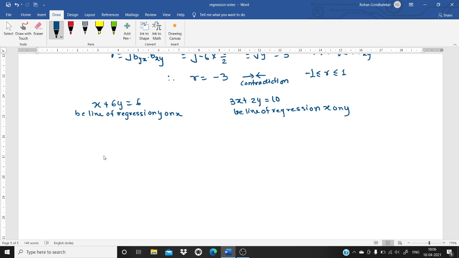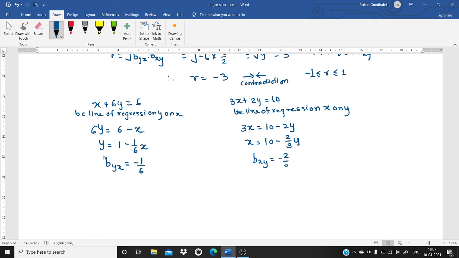So hence 6y is equal to 6 minus x. So y is equal to 1 minus 1 by 6 into x. And here 3x is equal to 10 minus 2y. Therefore x is equal to 10 by 3 minus 2 by 3 into y. So hence, what is byx? The byx will be minus 1 by 6 and the bxy will be minus 2 by 3.